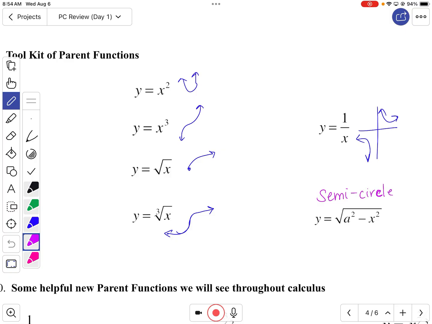And then this last one, this is your semicircle. But the square root of a squared is your radius. Just as a heads up. So those are just ones that we'll see often. Okay, and being able to manipulate those as needed.